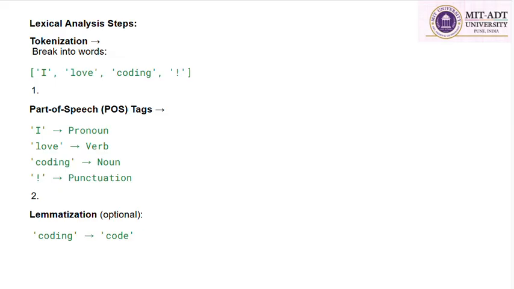Another example: "I love coding." In tokenization, punctuation marks are also considered tokens. Then you do POS tagging. After POS tagging, you can do lemmatization, which we will learn later. Lemmatization and stemming convert a word into its root word. That is an optional part.